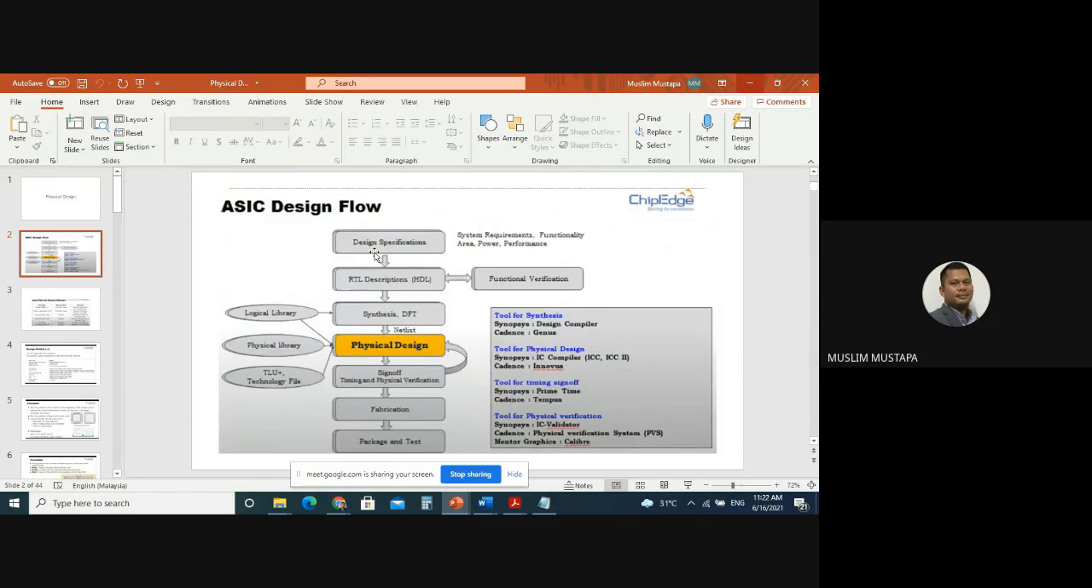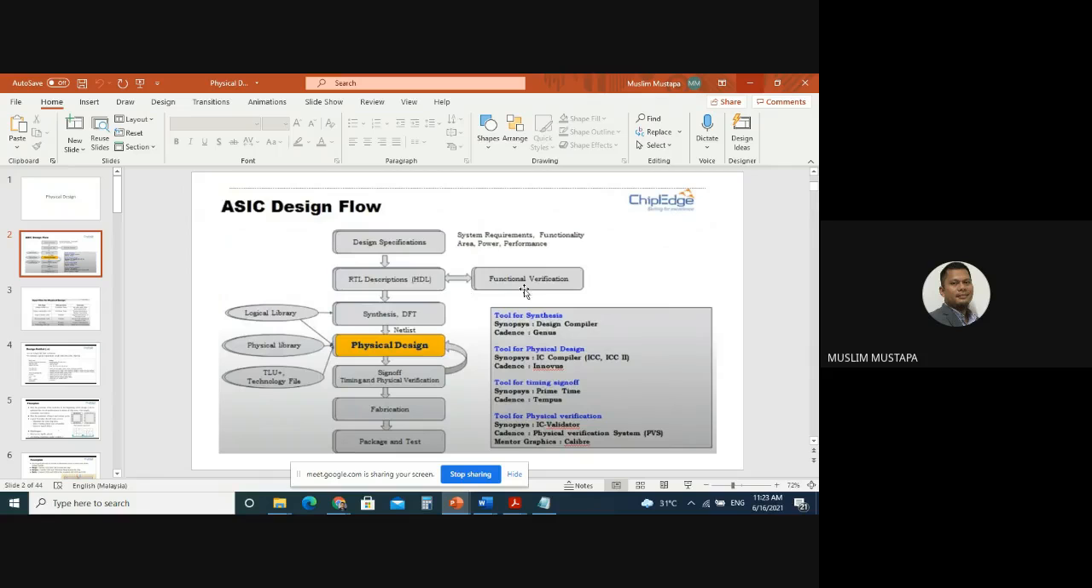Right. So you can start from design spec, RTL, then synthesize. So here's the physical design. There are many tools involved, right? As you can see, Synopsys and Cadence are the names of the two companies that produce multiple tools for the ASIC design flow.